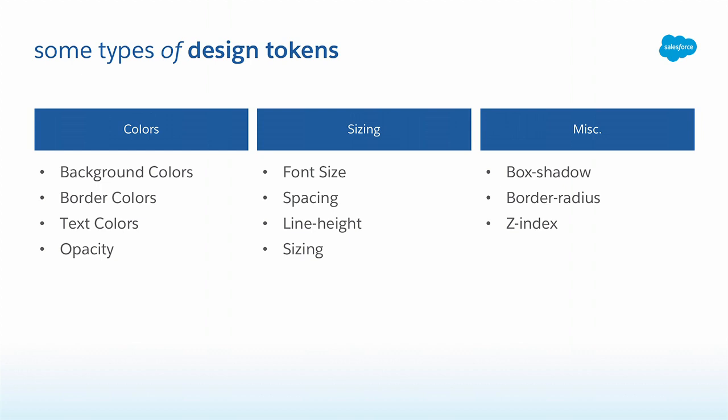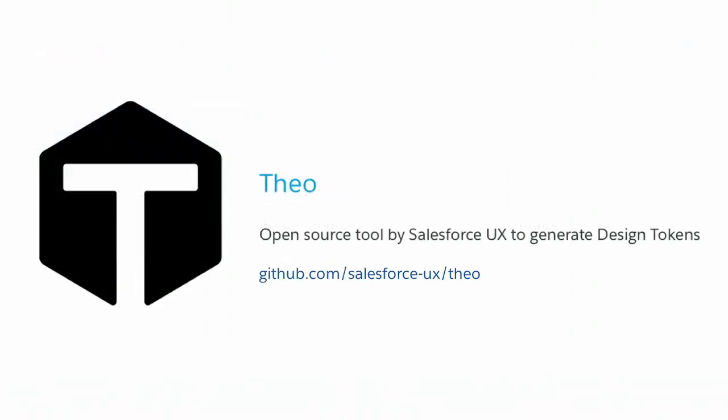So all of our design tokens are generated from one of our open source tools called Theo. If you're interested, if you're a developer and you want to play around with it, you can go check it out at github.com/salesforce-ux/theo.